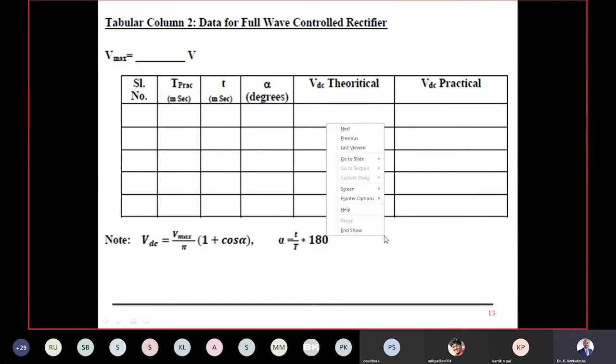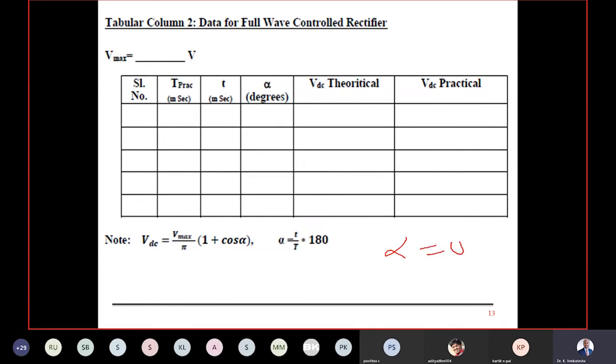Let us say my alpha is 0 here. Substitute alpha 0. When alpha is 0, cos 0 is 1. So I'll be getting 2 Vm by pi. Before it was Vm by pi, now this is 2 Vm by pi. So Vm is basically 325. 325 into 2 is around 650 volts by pi.